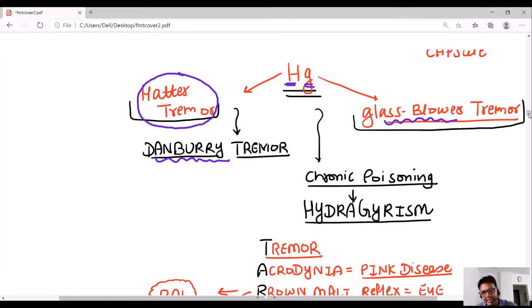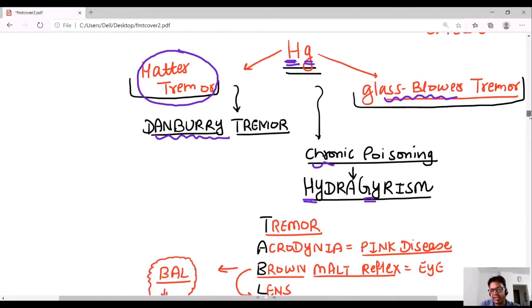Chronic mercury poisoning, again see Hg, is known as hydrargyrism.